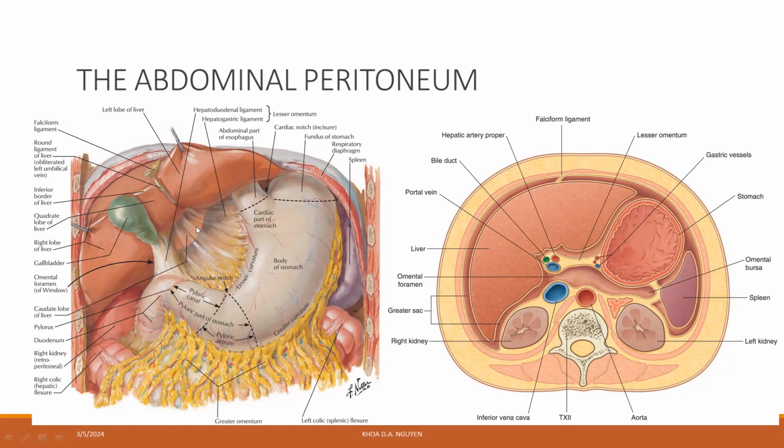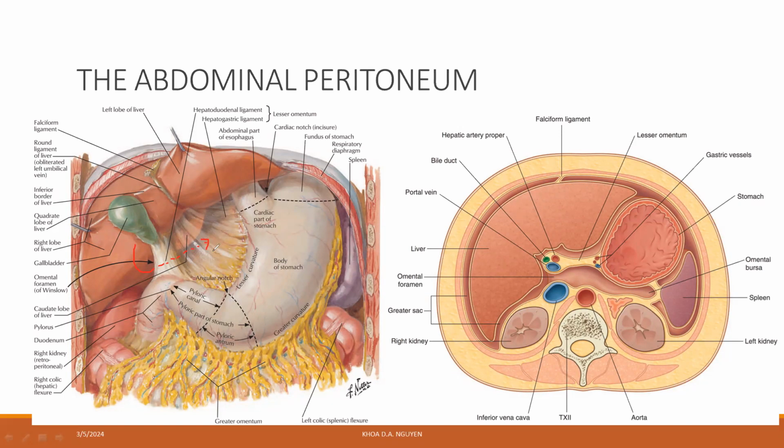That one is collectively known as the lesser omentum, but it's also divided into two: the hepatoduodenal ligament coming from the duodenum to the liver, and the hepatogastric ligament coming from the stomach to the liver. Now, right here at the free edge of the hepatoduodenal ligament, you can actually insert a finger right there, and that finger will go into the space posterior to the stomach and the liver.